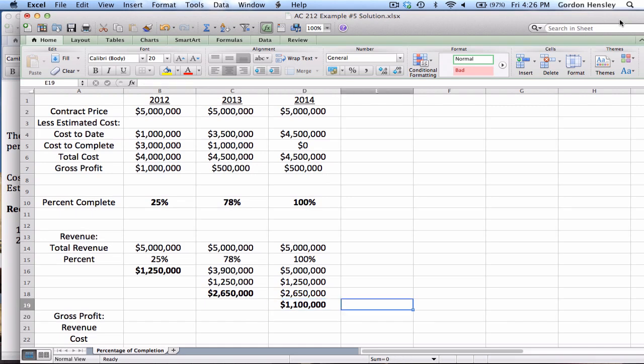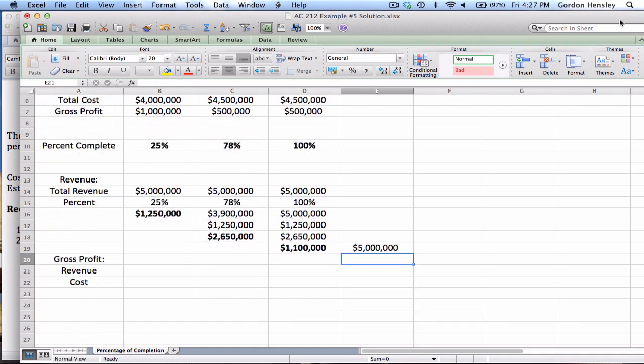Now, a good way to go back and double check this, go back and add up your final answer for all 3 years. In the 3 years, we're going to have $1,250,000 in the first year, $2,650,000 the next year, 1.1 the next year. What does that all add up to? That adds up to $5 million, which is the total revenue. So it's good to do that just as a way to double check and make sure that you've actually calculated your revenue properly. But that's the proper way to do the revenue.